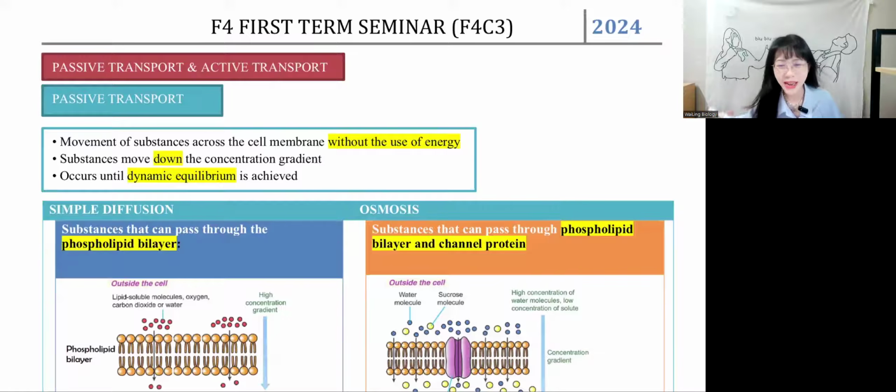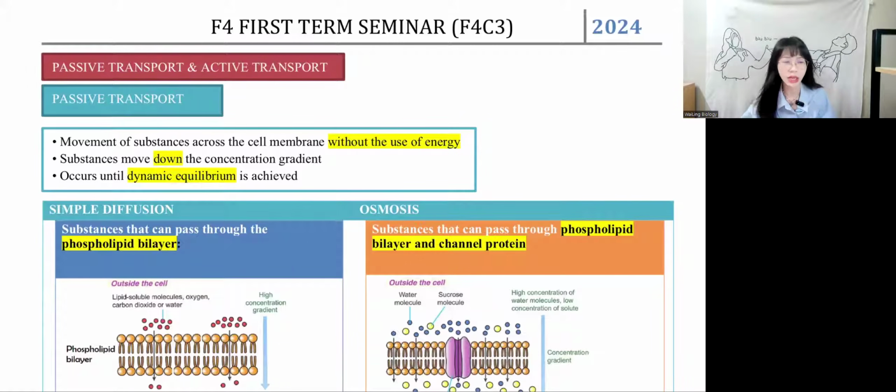Okay, so what is passive? What is active transport? To remember this very easily, remember passive is somebody does it for you. No energy is needed. Remember, passive, somebody does it for you. Active, you do it by yourself actively, so it means it requires energy.